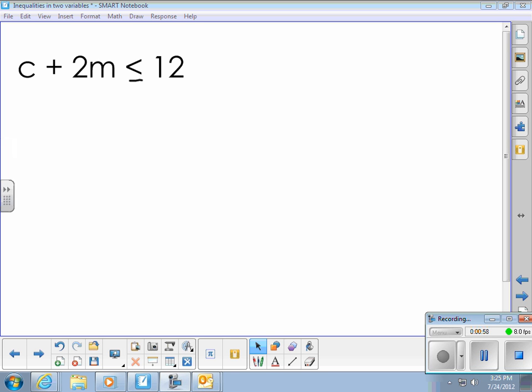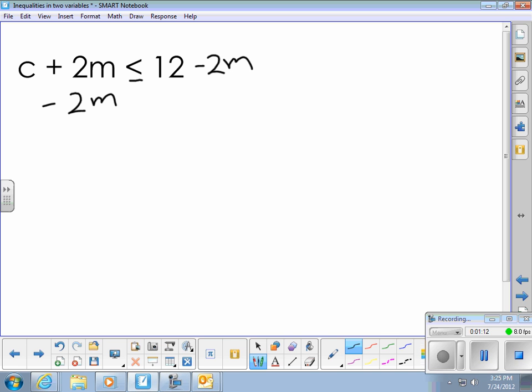If we rewrite that more like y equals mx plus b, we might be able to graph that better. So let's get the C all by itself. Let's subtract 2M from each side. So C is less than or equal to, let's write the negative 2M first. Like we do with mx plus b, we usually write the x coefficient first. That 12 is positive, so we'll say plus 12.